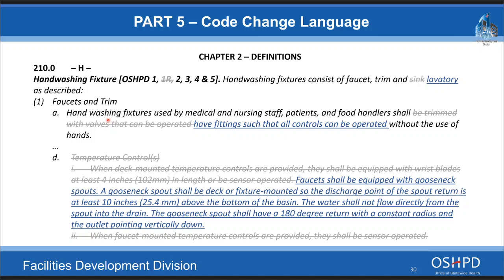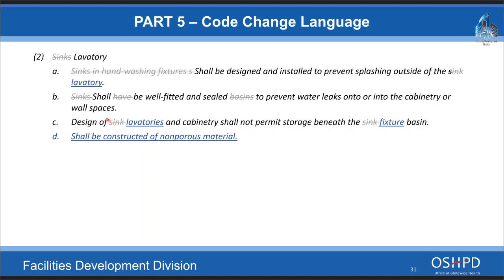Also, for what it's worth, temperature controls. We've had a lot of fixtures proposed with fingertip temperature controls at the base. And once again, like I said earlier, that involves something other than a wrist blade. So the dirtiest parts of our hands are our fingertips. So we're trying to avoid that. Okay, the next section here: shall be designed and installed to prevent splashing outside of the lavatory. We're just trying to stick with the same language there.